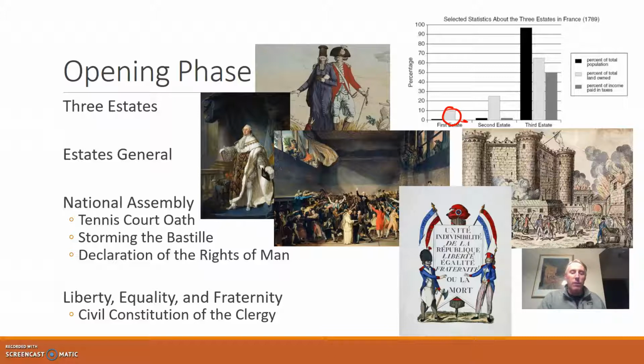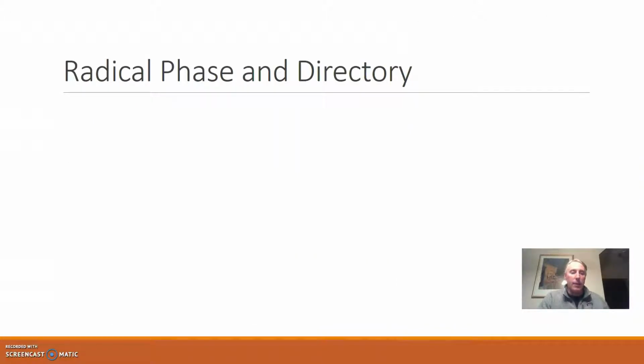Now, this more radical move would pale in comparison, though, to what would come next with the radical phase and the Directory. Now, the revolution soon took a much more radical turn when the French nobles tried to gain foreign support for the king and restore the old ways. This led to France declaring war on Prussia and Austria in 1792 because they were worried that those countries were going to start sending their troops in to restore Louis to his full power. And then the following year they declared war on Spain, Britain, and the Netherlands. So France was pretty much now at war with all of Europe.